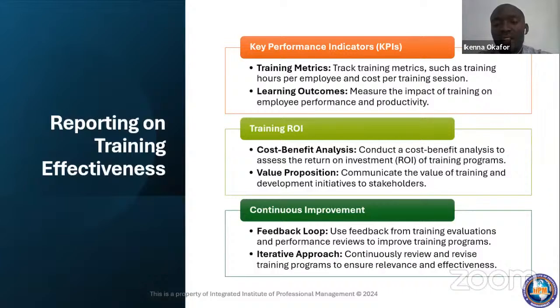Training metrics: track training metrics such as training hours by employee and cost per session. Okay, you have to know how much an employee is costing us and even the entire training is costing us. Learning outcome: measure the learning outcome of every training. These are performance and productivity. It could be direct or indirect. Return on investment, cost benefits of the training. Is this training worth it?